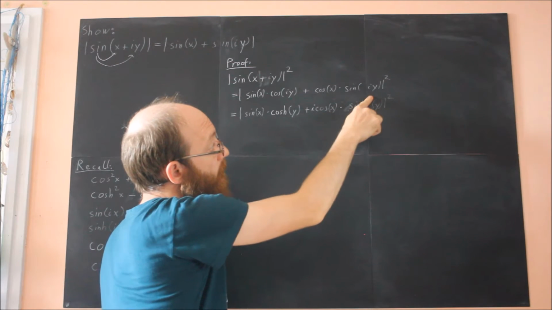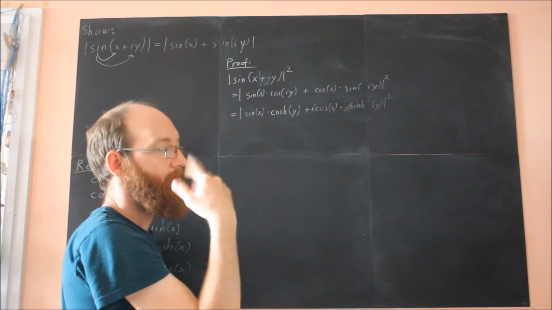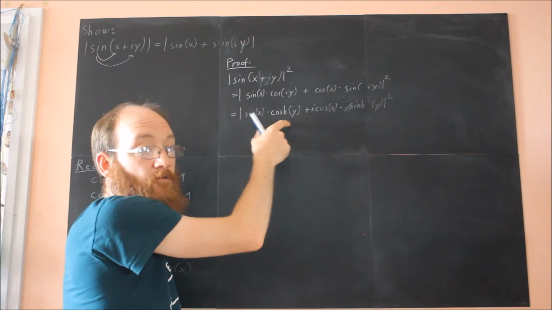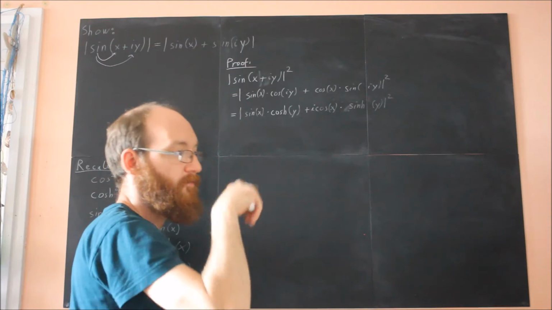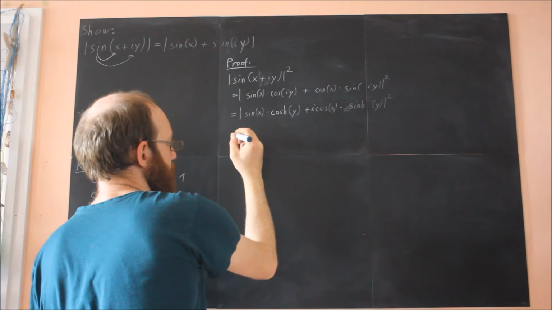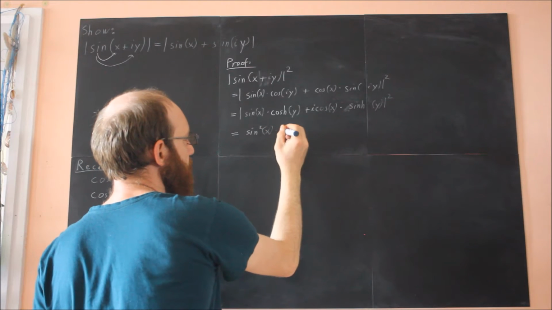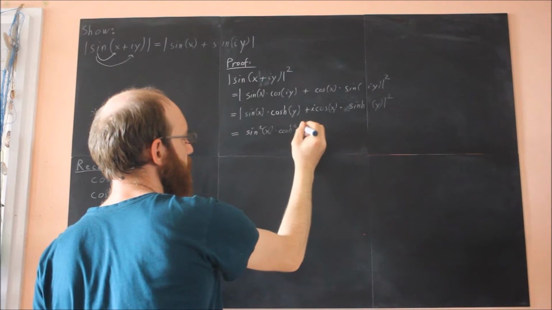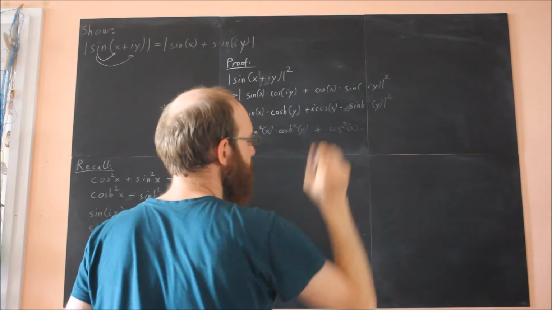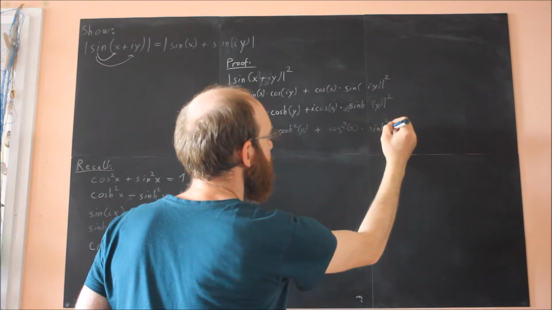Now we have a real part here and an imaginary part there. How to calculate the magnitude of a complex number? It's also the Pythagorean theorem. So real part squared plus imaginary part squared and then the square root, but because of the square we do not need the square root. So we have sine squared of x times hyperbolic cosine squared of y, plus cosine squared x times hyperbolic sine squared y.